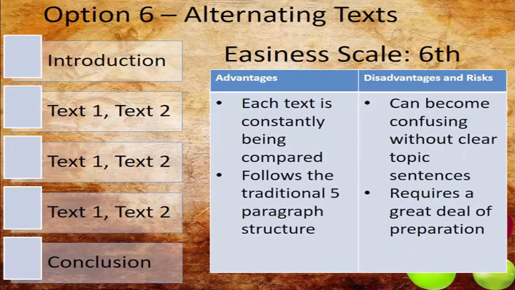Option 6 is alternating text. So you go intro, text 1, text 2, text 1, text 2, text 1, text 2, conclusion. And the advantage is, of course, and this is the type of structure you want to be aiming to become good at writing, that everything is being compared within each paragraph.